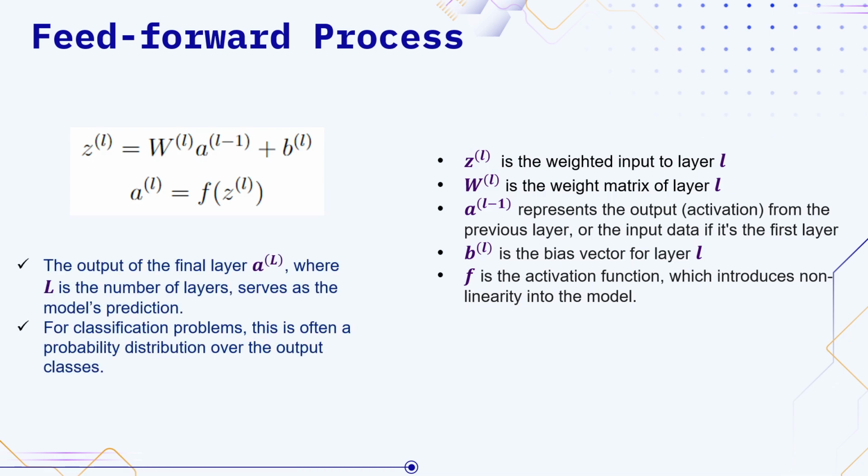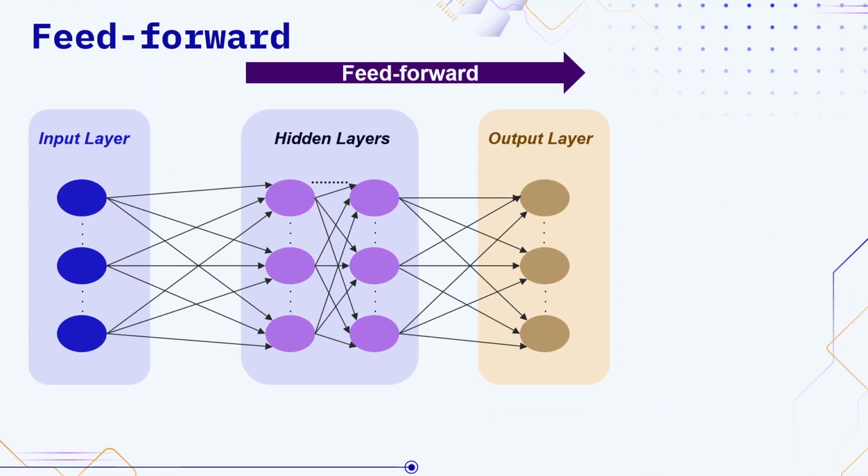Now, as for the output of the final layer, AL, where L is the number of layers, it serves as the model's prediction. So we don't call it the activated output, we call it the model's prediction. For classification problems, this is often a probability distribution over the output classes. Now, the model has finished its first feed-forward process, providing its prediction.